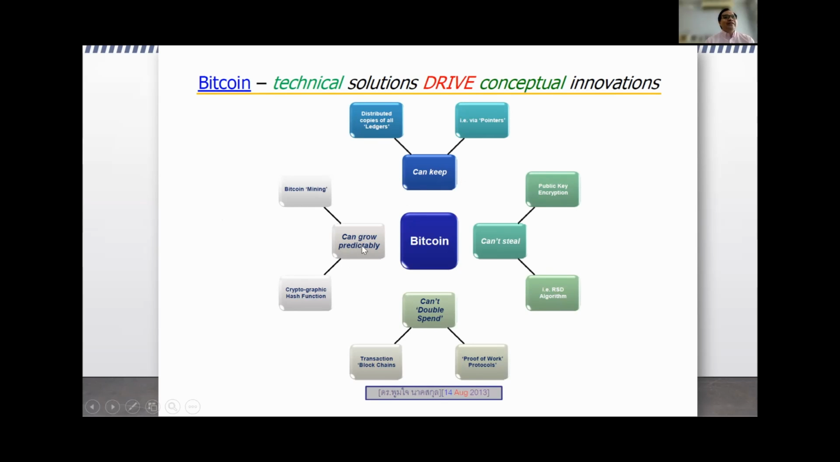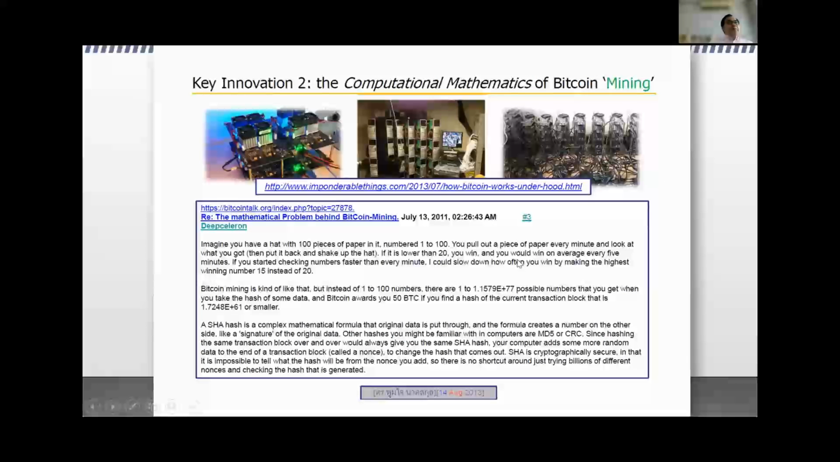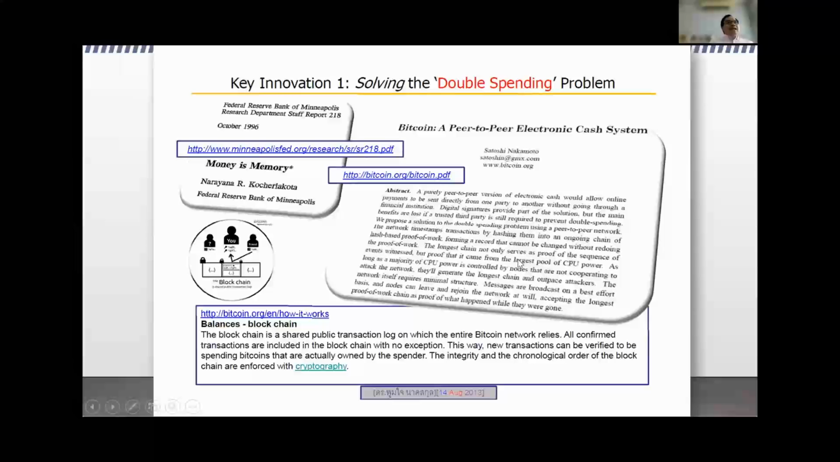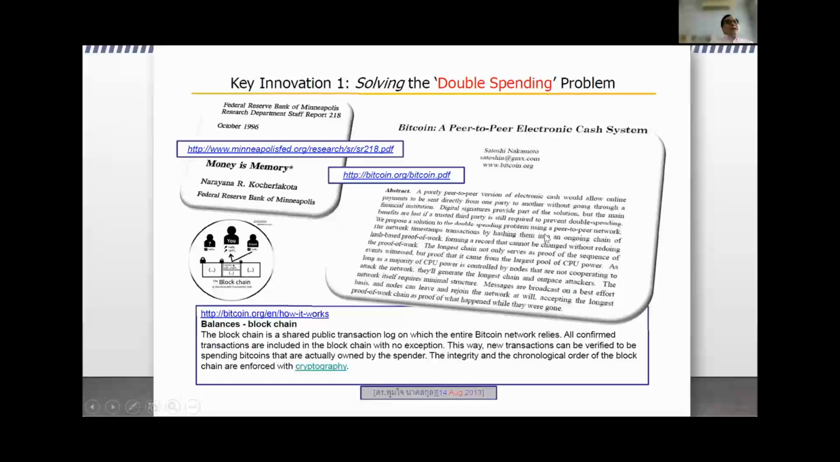So these 4 are technical hurdles that any inventor of a monetary system has to come up with, and these are the solutions that we came up with. Some of these are kind of obvious, but some are really ingenious. The key innovation, again, these are all very innovative, but there are 2 key innovations. One is to solve the double spending problem: how to make sure that once you spend the money, you can't spend it again.